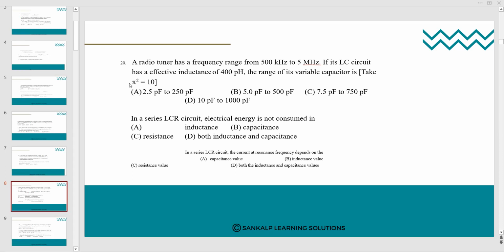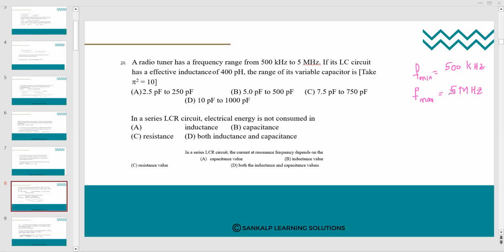Okay, so here it is given that F minimum is 500 kilohertz, and F maximum is 5 megahertz. So the frequency range is 500 kilohertz and 5 megahertz.